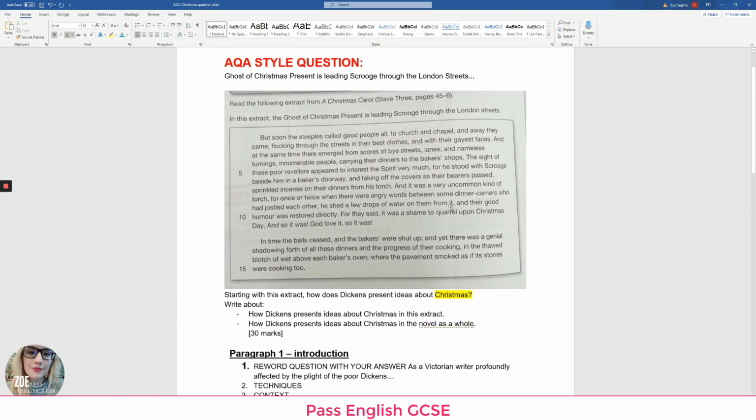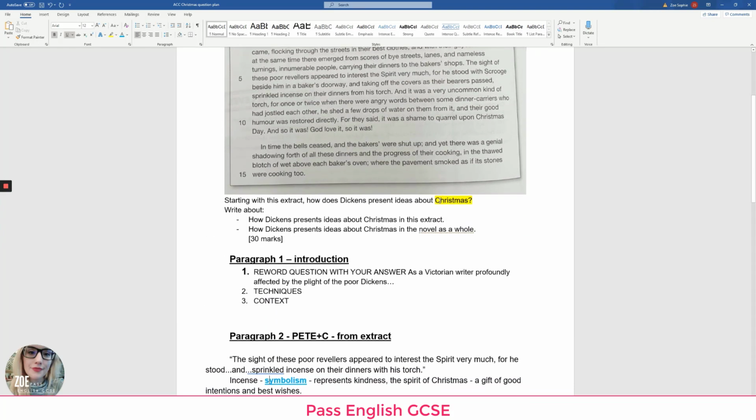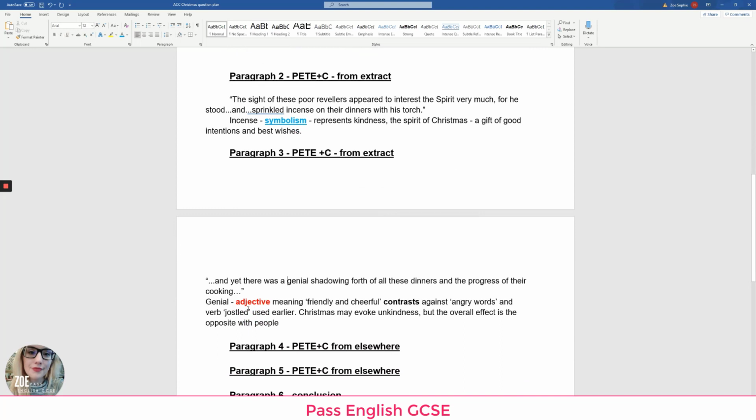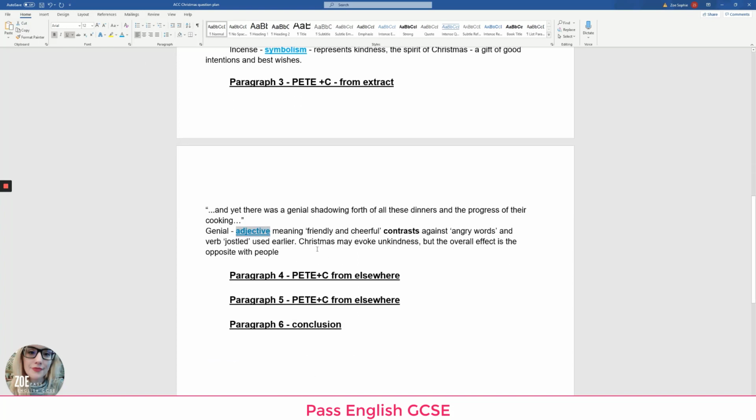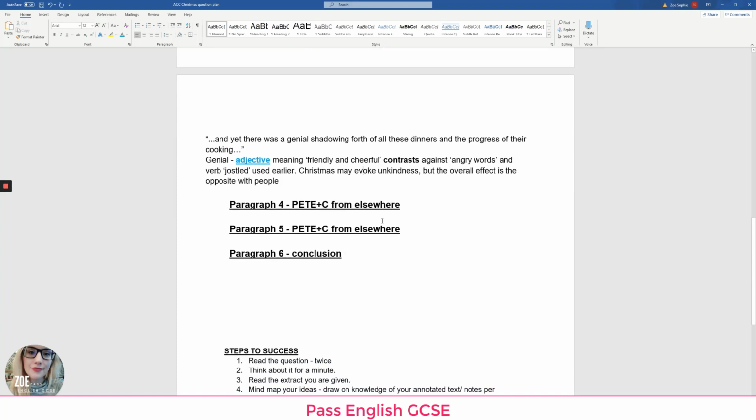He's sprinkling incense on them to be kind. I explain this: I picked up an adjective. I think as I wrote it, I picked up other techniques as well, which all combined to create the effect that I wrote. So I put that even though the people evoke unkindness, the overall effect is of kindness. And then I had to think on my feet about other ideas here.